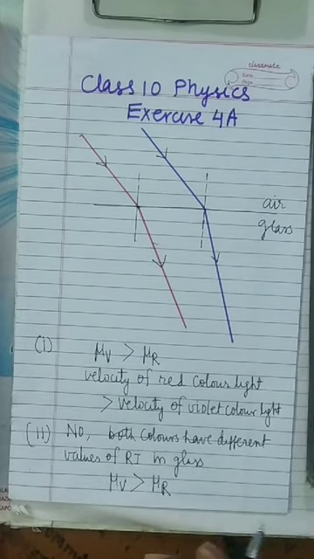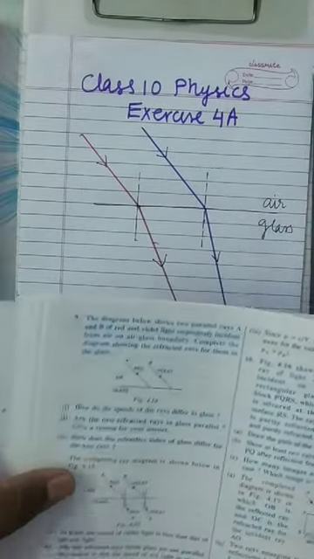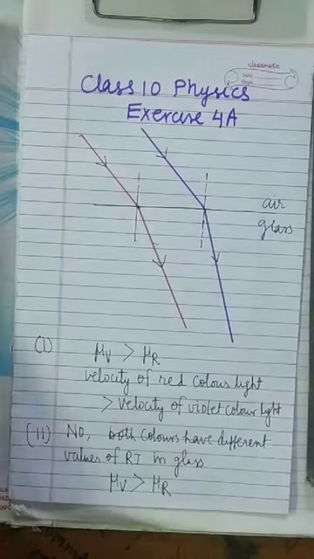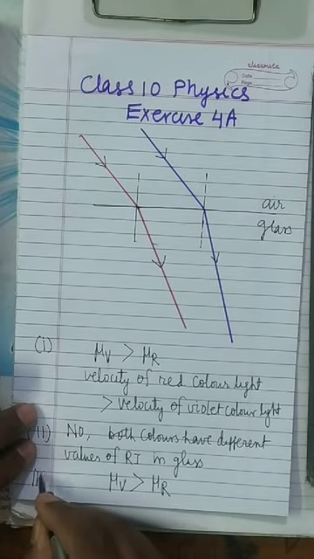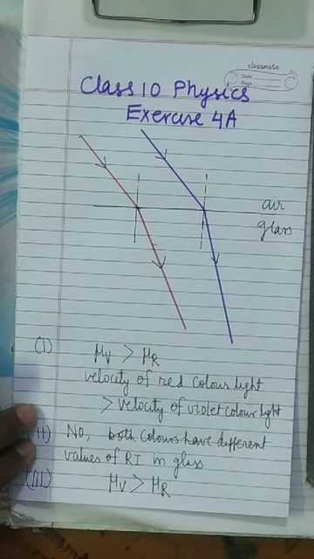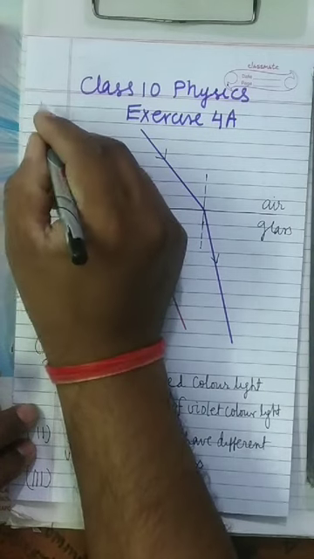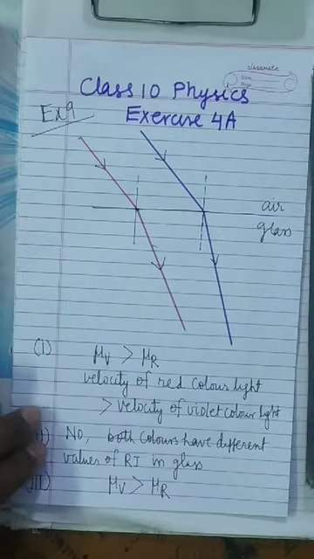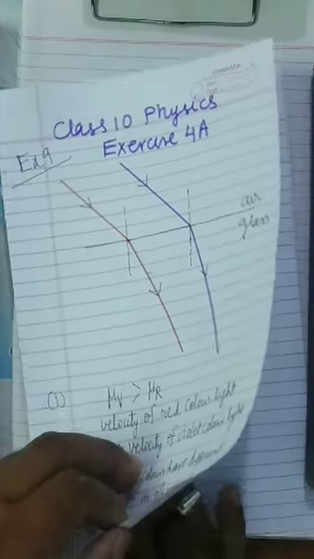Then there is one more part: how does the refractive index of glass differ for the two rays? This is already the answer of the third part. For violet color it is more and for red color it is less. So this is example 9. Now you see example 10 also. I am showing you example 10.